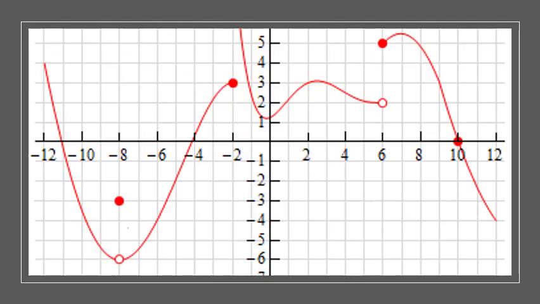Speaking of graphs, we have a graph here that shows limits and discontinuities in our graph. And so that will be our focus of the week. And we will learn how to classify the different types of discontinuities.